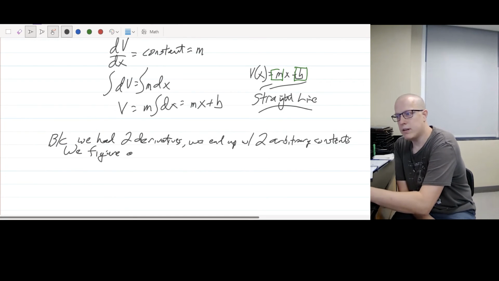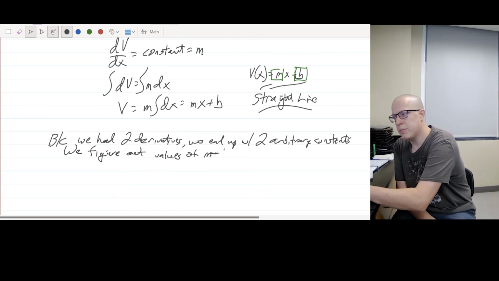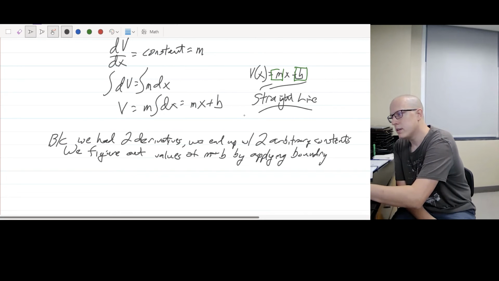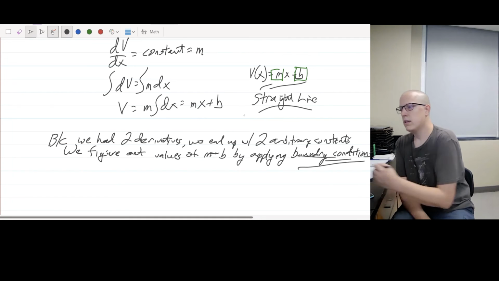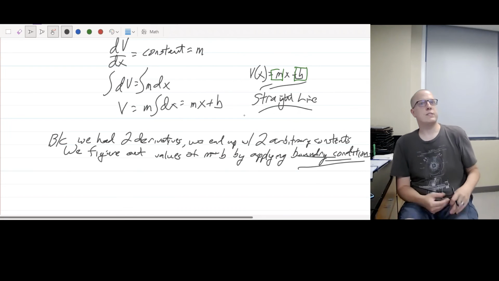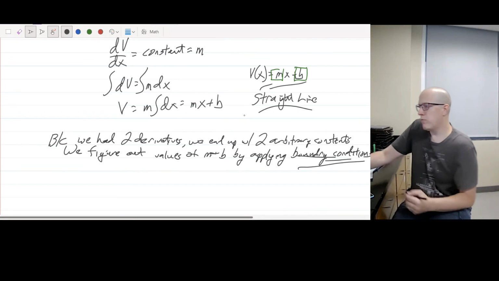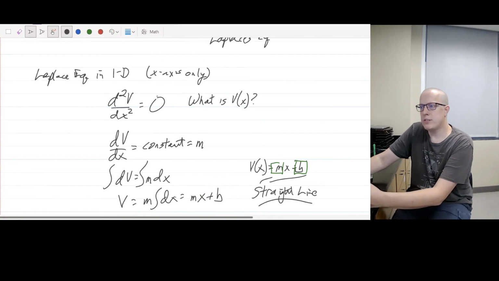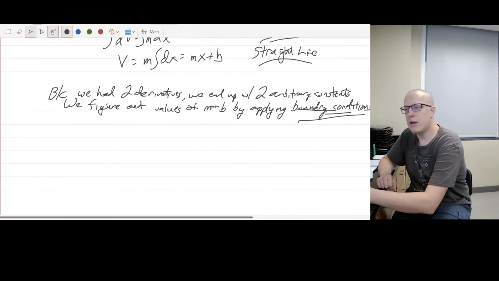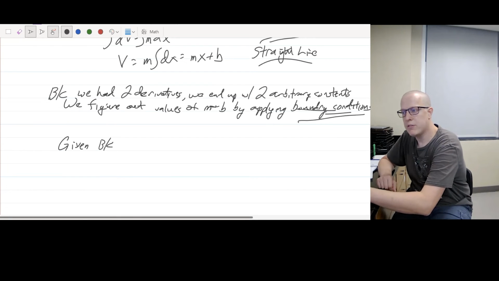So we figure out the values of m and b by applying boundary conditions. And so boundary conditions are just situations where I know the potential at a particular point. So for example, let's say in this situation, we just solved the Laplace equation in one dimension, and we were given the boundary conditions.